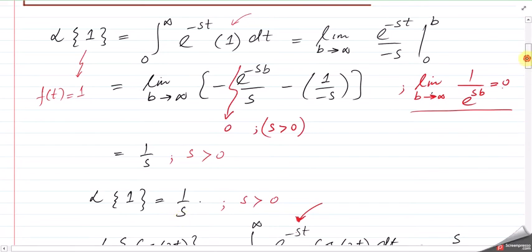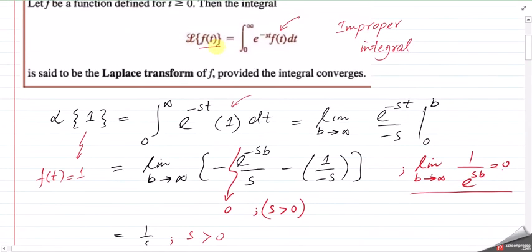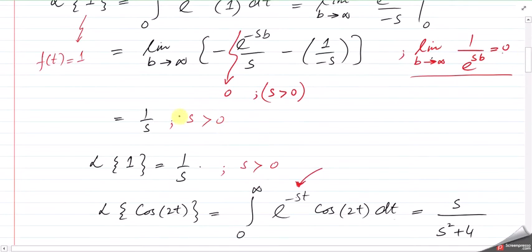What we have done is we put 1 here and here and then solved the integral, but we need this extra condition to solve the integral. So Laplace of 1 is equal to 1 over s if s is greater than 0.